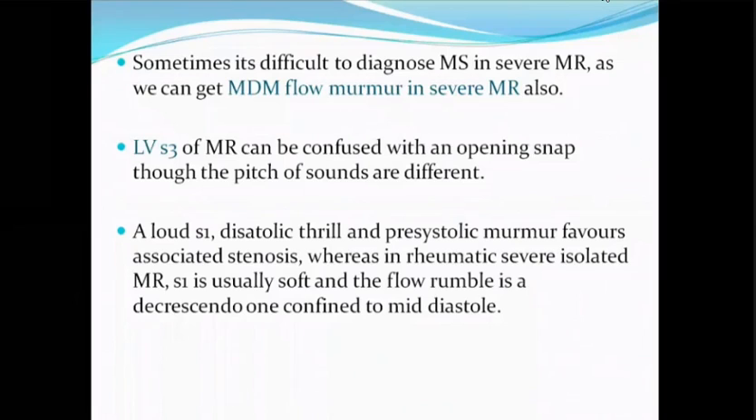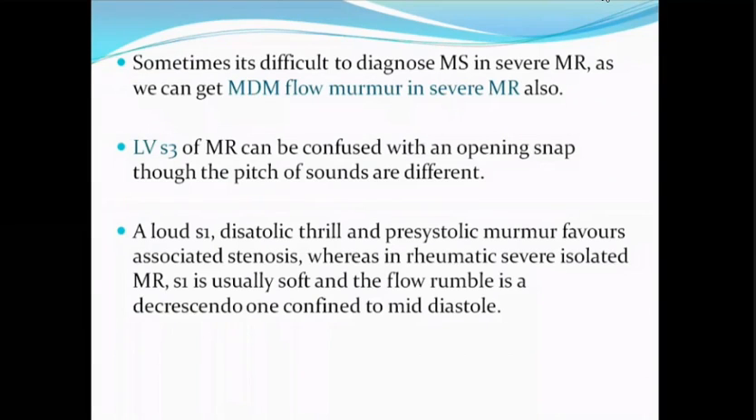So it is very difficult to differentiate whether LV S3 is present or the opening snap of mitral stenosis is present. So if loud first heart sound is there, diastolic thrill is there, and presystolic accentuation of murmur is there, that favors the presence of mitral stenosis in patients of mitral regurgitation also. Whereas in rheumatic severe isolated mitral regurgitation, the first heart sound is usually soft and the flow rumble is decrescendo, one can confine to mid diastolic.